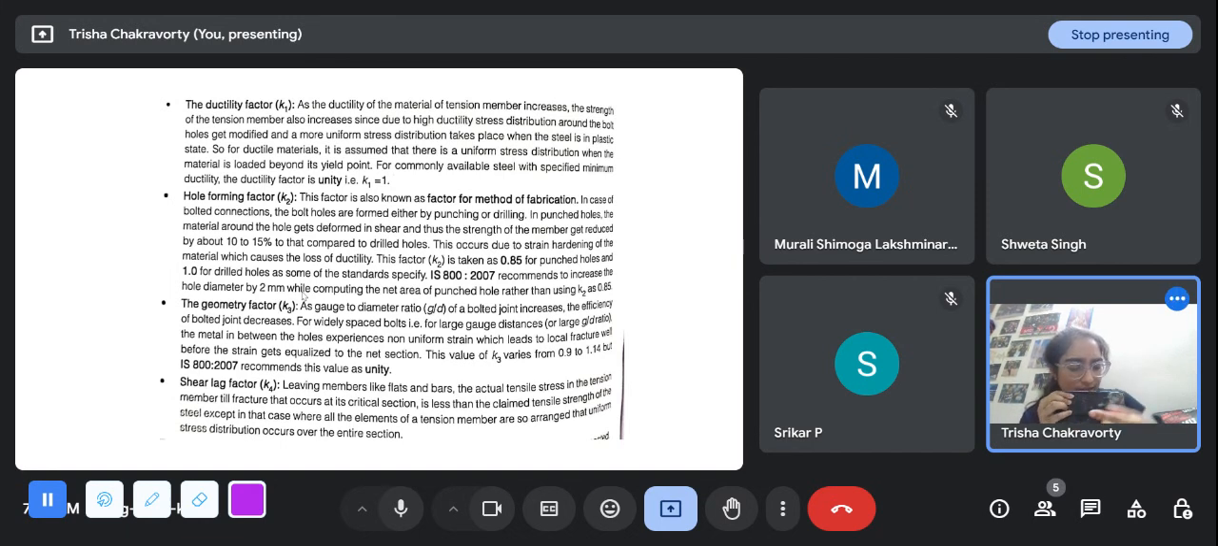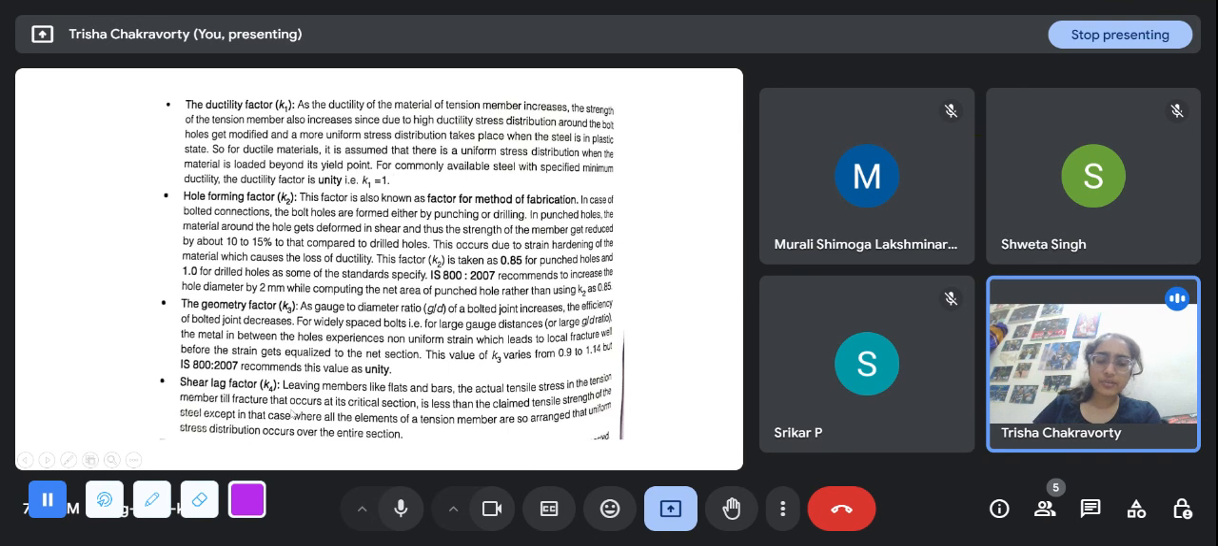But if the gap between the two bolt lines, that is the gauge, becomes too high, then it is seen that along this line between the bolt holes, there is a non-uniform strain distribution, and that leads to local failure. So the value of K3 would be a little less than 1, but IS 800 says to just take it as 1. And the shear lag factor K4: leaving members like flats and bars, the actual tensile stress in a tension member at fracture at its critical section is less than the claimed tensile strength of the steel, except where all elements of the tension member are arranged so that uniform stress distribution occurs over the entire section. This generally does not happen.